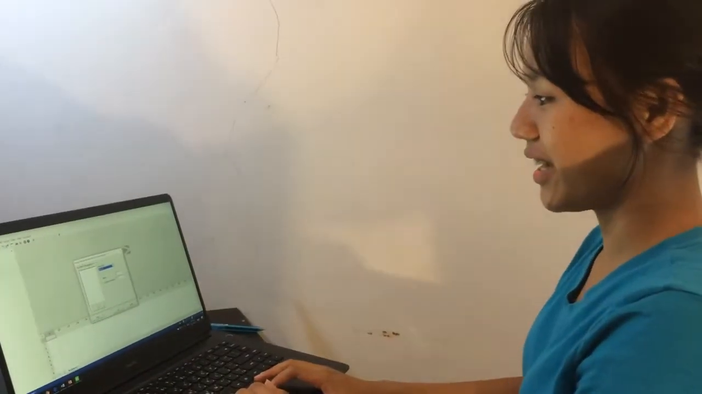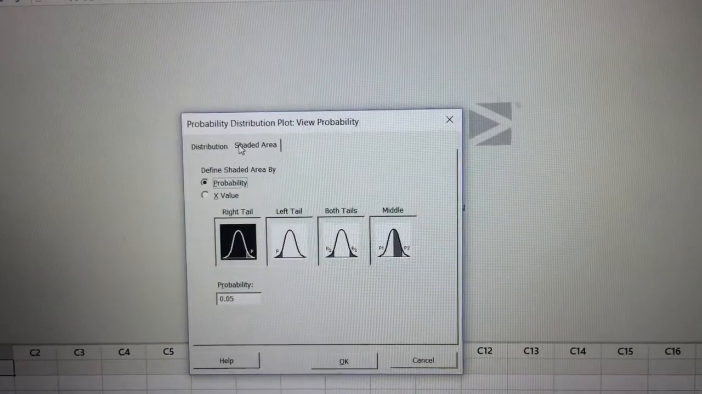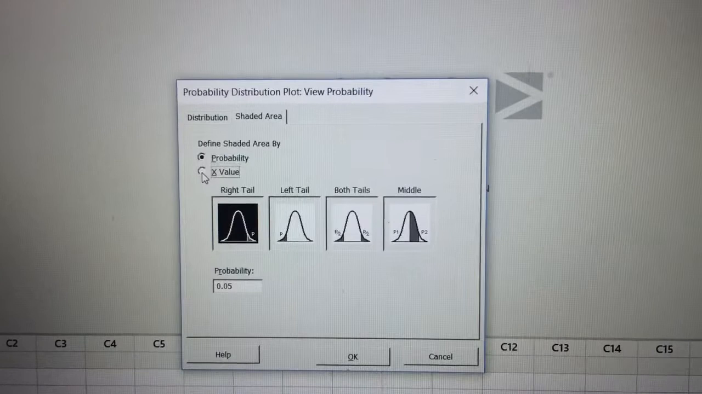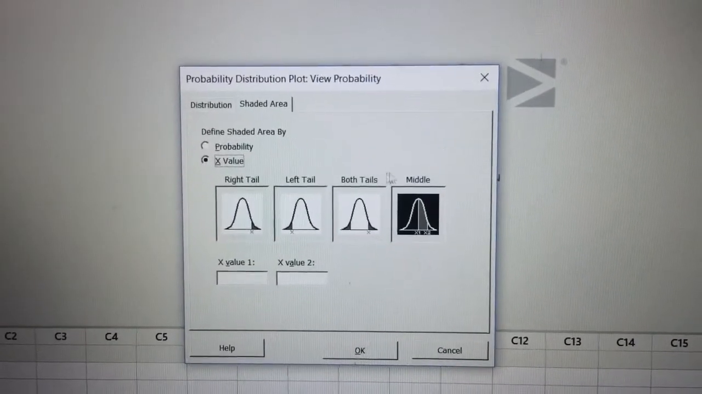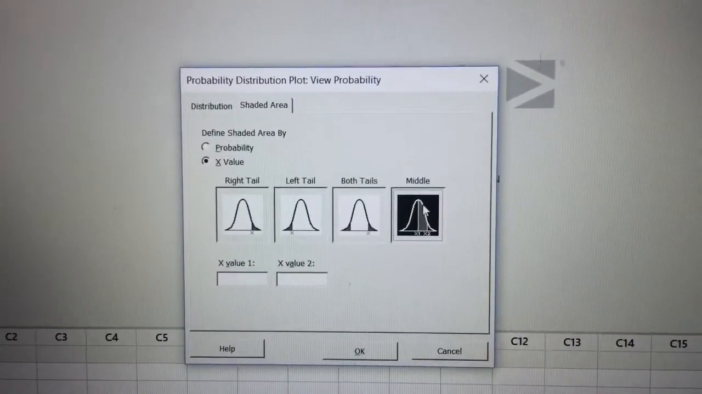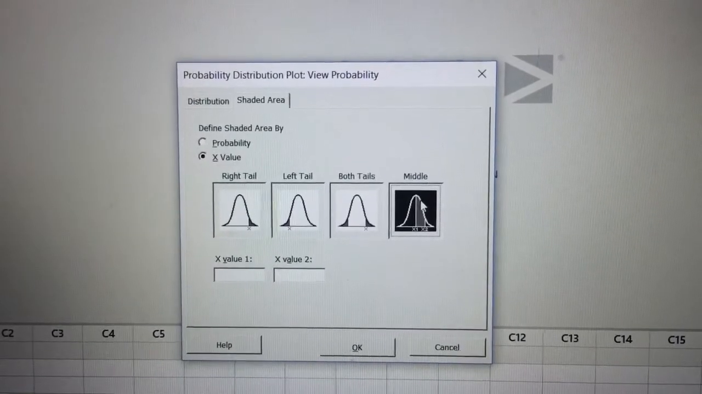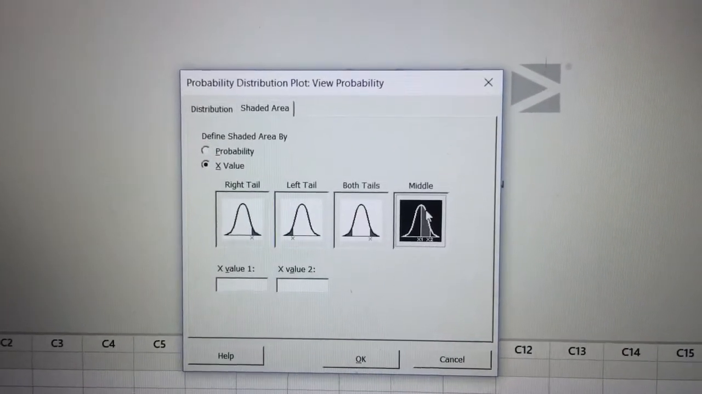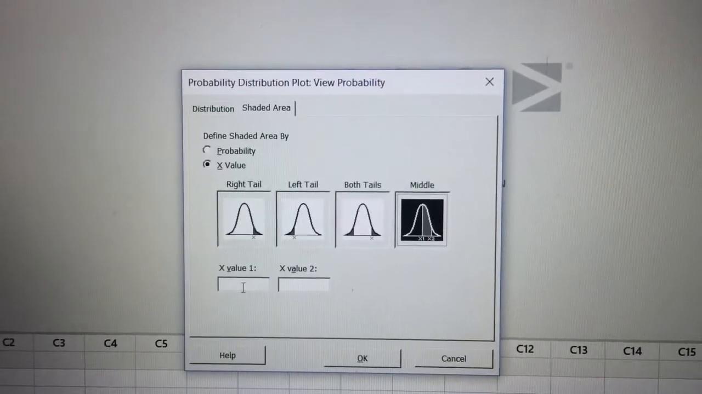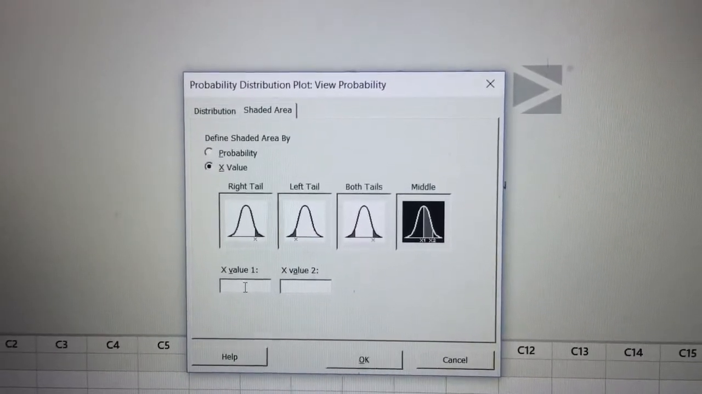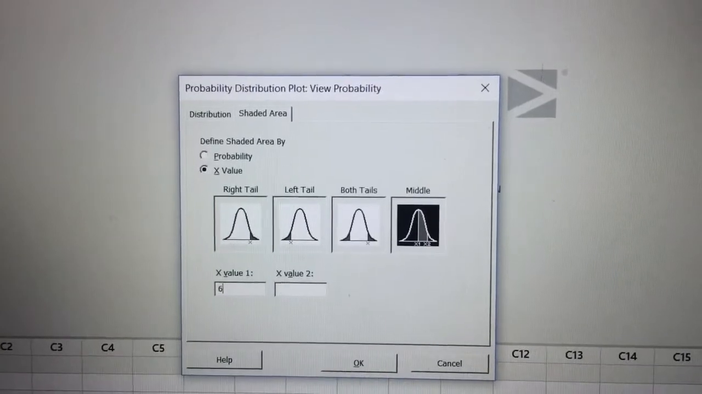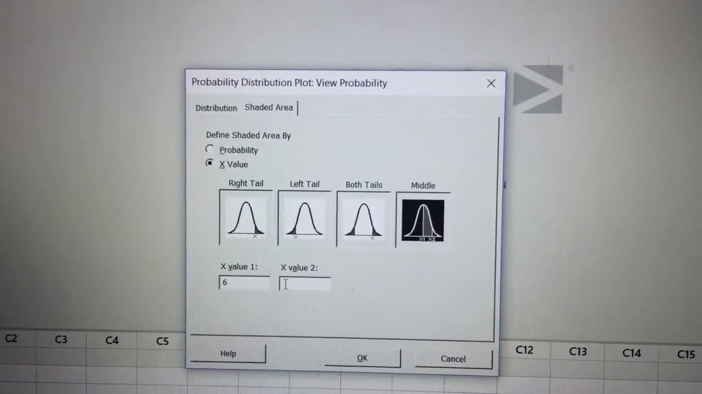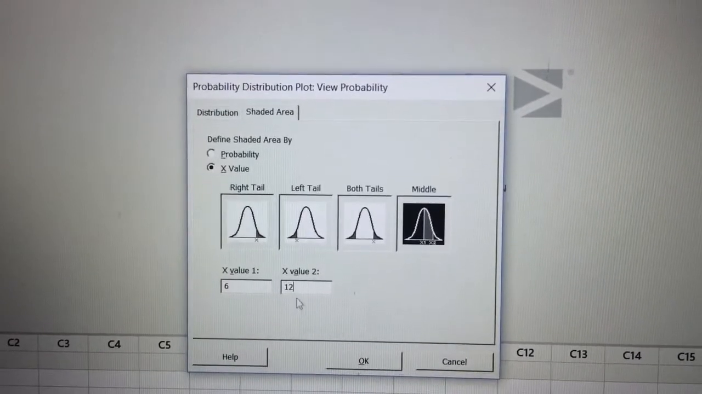Under Shaded Area, corresponding to the following, select a specified X value. Click the middle icon. This option shows the probability that an 8-week-old baby's smile duration is between two X values. In X value 1, enter 6. In X value 2, enter 12. Then click OK.